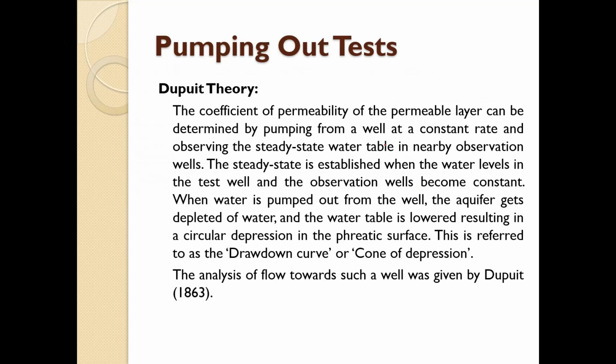Then the pumping out tests. Now the Dupuit theory. The coefficient of permeability of the permeable layer can be determined by pumping from the well at a constant rate and observing a steady state water level in nearby observation wells. The steady state is established when the water levels in the test well and the observation well become constant. When the water is pumped out from the well, the aquifer gets depleted of water and the water table is lowered, resulting in a circular depression in the phreatic surface. This is referred to as the drawdown curve or cone of depression. The analysis of the flow towards such a well was given by Dupuit in 1863.